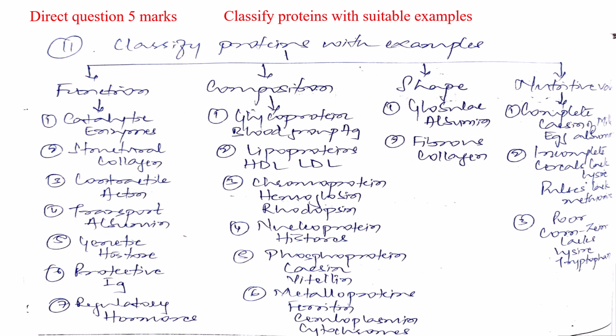Based on composition, they can be classified as glycoproteins, example blood group antigen, lipoprotein, HDL, LDL, VLDL, IDL, chromoprotein, hemoglobin and rhodopsin, nucleoprotein histone, phosphoprotein casein, vitellin, metalloprotein, ferritin, ceruloplasmin, cytochromes. Based on shape, proteins can be classified as globular, albumin, fibrous protein, example collagen. Nutritive value, proteins can be classified as complete protein which contain all the amino acids, casein of milk, egg albumin. Incomplete protein where they lack one amino acid, cereal lacks lysine, pulses lack methionine. Poor protein where they lack more than one amino acid, corn zein lacks both lysine and tryptophan.